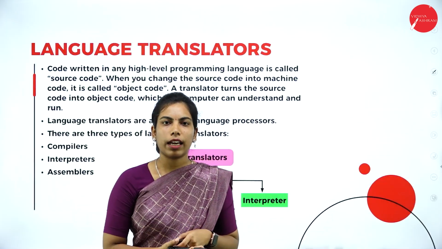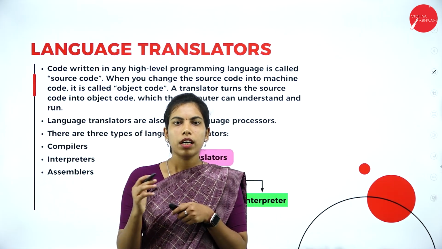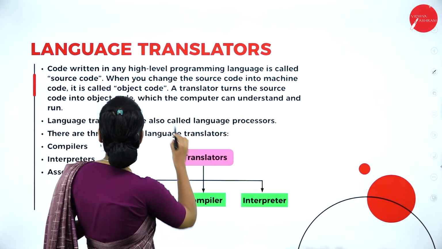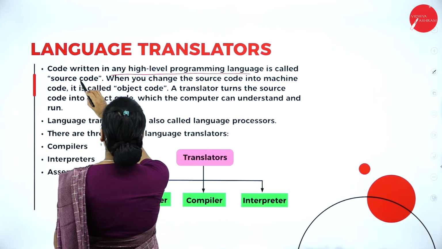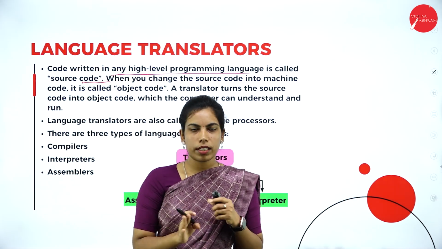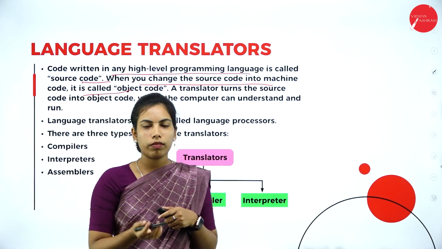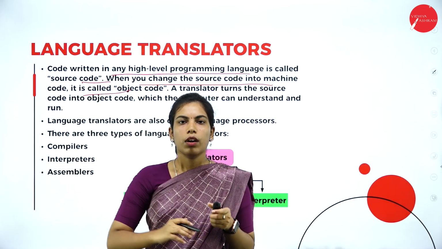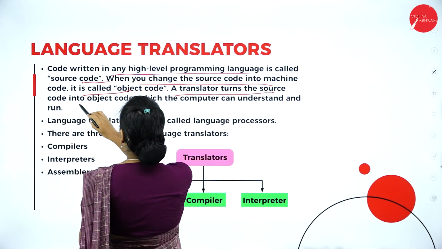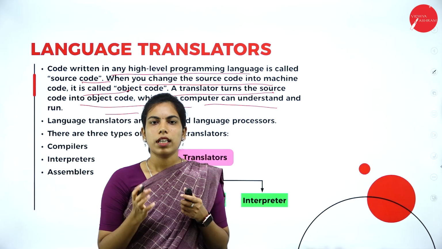Next we can see the language translator. A translator translates from one language into another, so that machine can understand and also human can understand. Let's see the definition first. A code written in any high level language is called a source code. If I want to write any code, that is the source code or the basic code. Why do we change the source code into machine code? Because the machine only understands machine code, not the source code written by humans. So a translator converts the code into the object code which the computer can understand and run. Then only the translator is used.